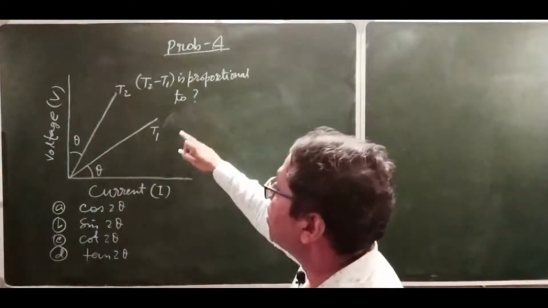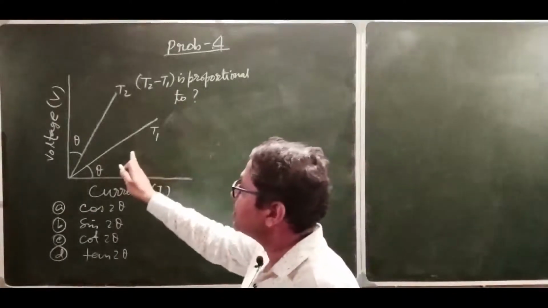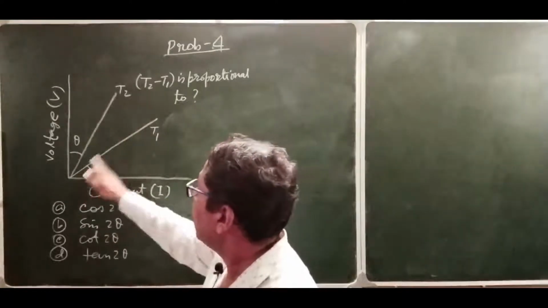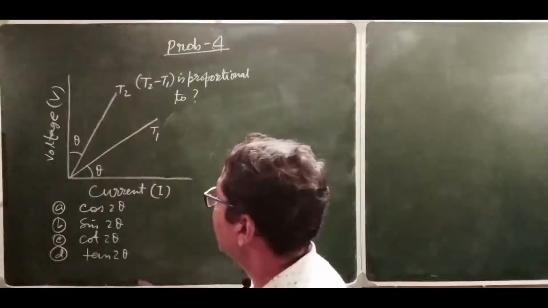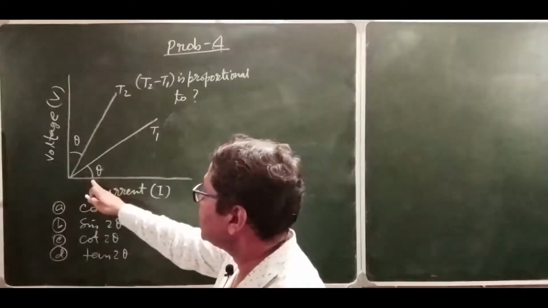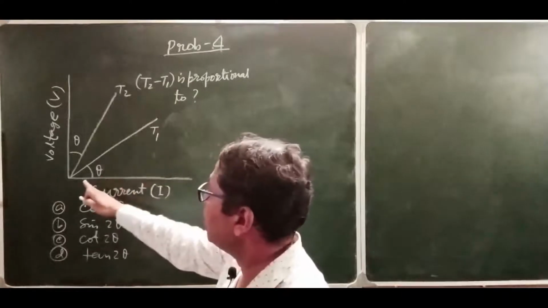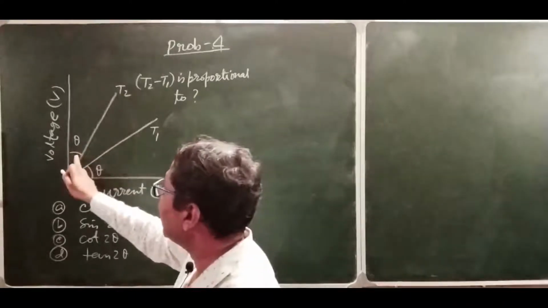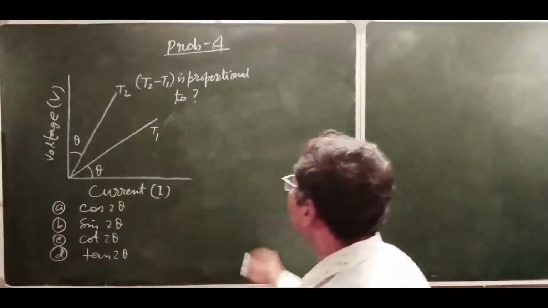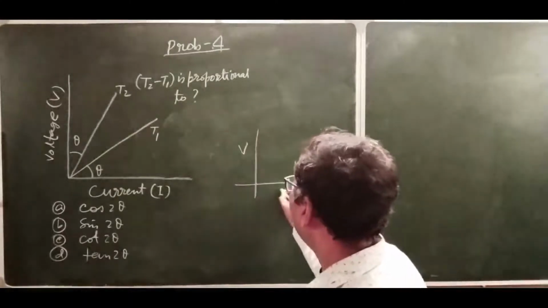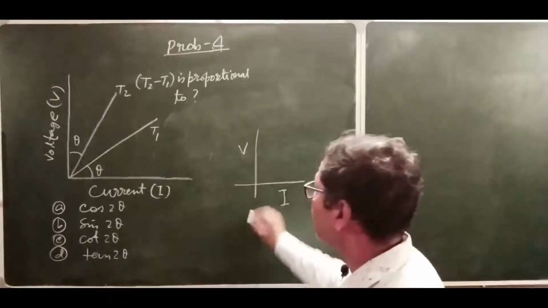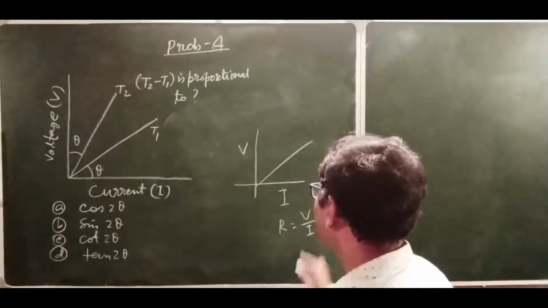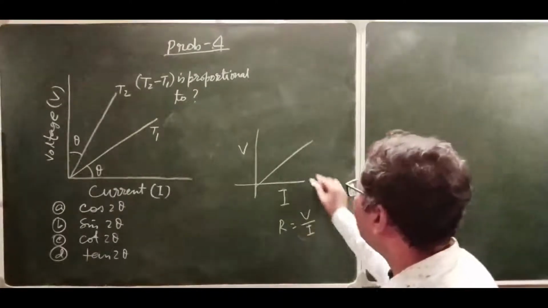The next problem is a graphical one, and in this problem a voltage against current graph is shown, where two straight lines lie at an angle of theta. The first straight line lies at an angle of theta with the current axis, the second straight line lies at an angle of theta with the voltage axis. Now we know that in a voltage against current graph, the slope represents resistance, because R is equal to V by I. This is the slope in this graph.